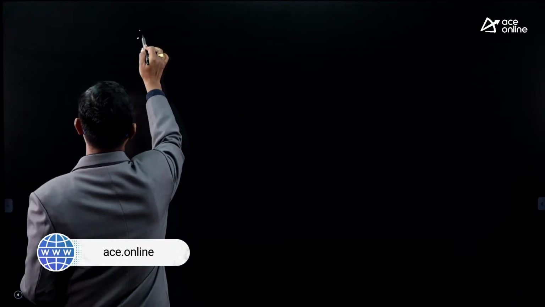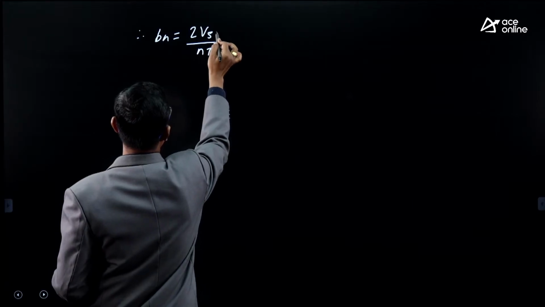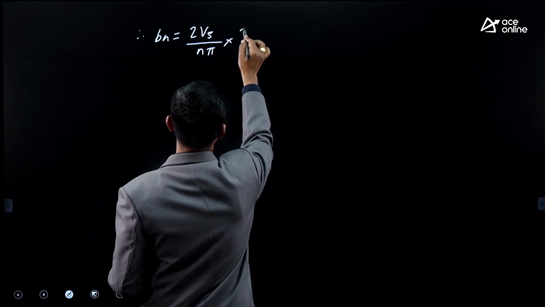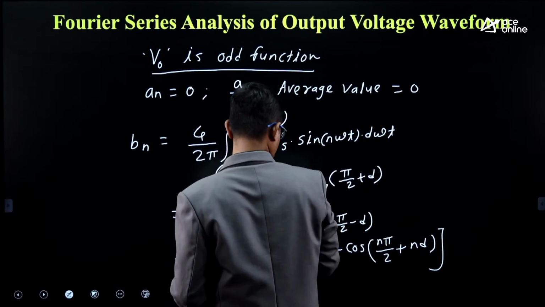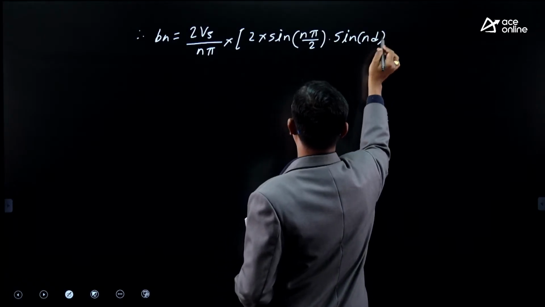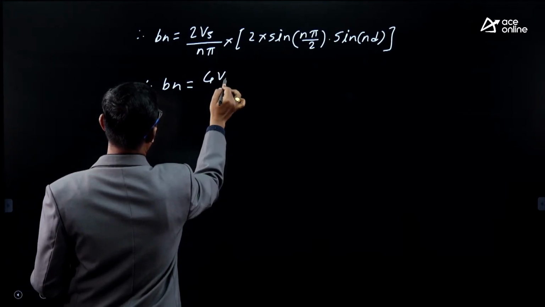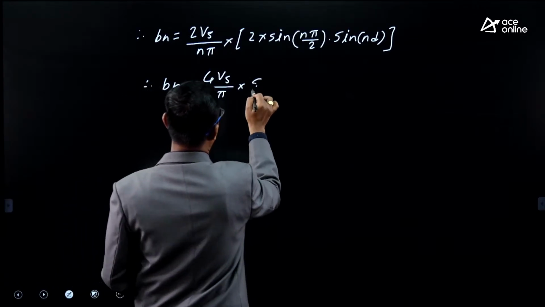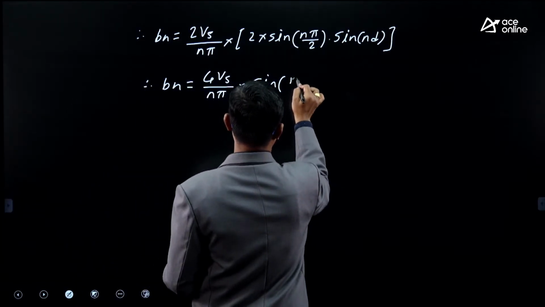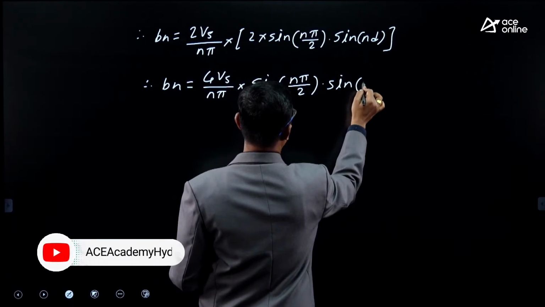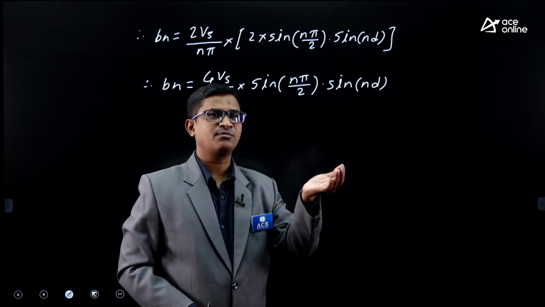So I can write Bn is equal to 2Vs upon n pi into 2 times sin of n pi by 2 into sin of nd. Therefore Bn is equal to 4Vs upon n pi into sin of n pi by 2 into sin of nd. Now here d is nothing but, the pulse width is 2d, so d is 50% of your pulse width.